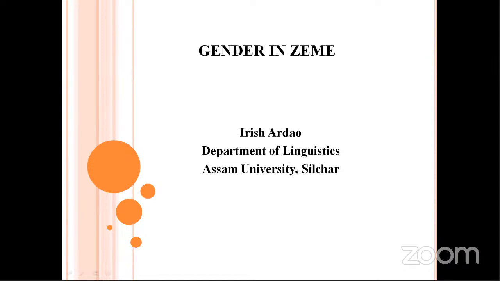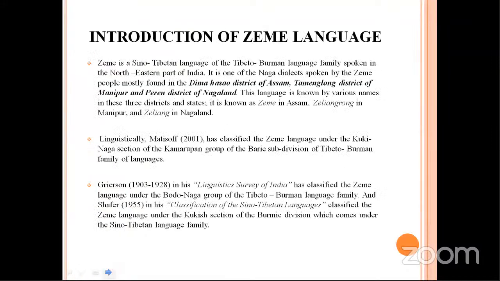The topic of my presentation is gender in Jeme. Jeme is a Sino-Tibetan language of the Tibeto-Burman language family, spoken in the northeastern part of India. It is one of the Naga dialects spoken by the Jeme people, mostly found in the Dima Hasao district of Assam, Tamenglong district of Manipur, and Peren district of Nagaland. This language is known by various names in these three districts and states. It is known as Jeme in Assam, Zeliangrong in Manipur, and Zeliang in Nagaland.